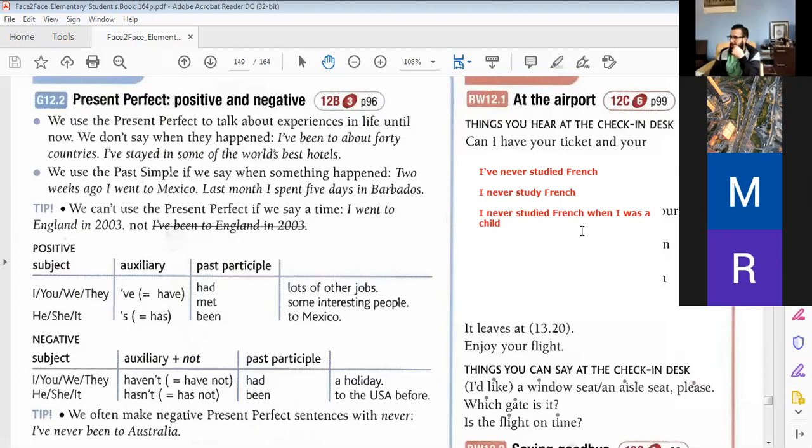أوكي، خلينا نشوفوا رنين شنو رأيك في الموضوع بالنسبة للمعنى؟ الجملة الثانية أنا لم أدرس أبدا الفرنسية. أوكي. والثالثة أنا لم أدرس الفرنسية عندما كنت صغيرة. أوكي. أنا برأيي إن الأولى لم يسبق لي أن أدرس الفرنسية. الثانية لن أدرس الفرنسية، I never study French. الثالثة لم أدرس الفرنسية عندما كنت صغيرا.